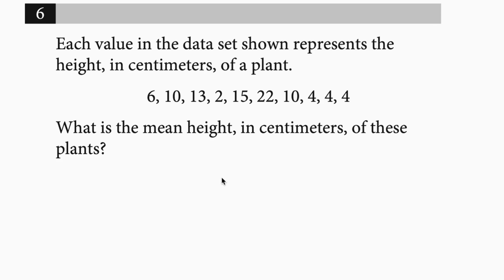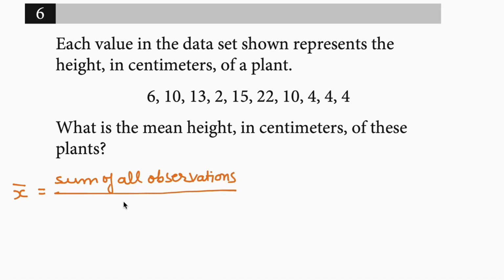In case of mean, we do not need to arrange them in ascending order, because mean, this is a symbol for mean, is actually equal to the sum of all the observations, right? Observations here are 6, 10, 13, 2 and so on. Sum of all the observations upon total number of observations. So let's see what the total number is. 1, 2, 3, 4, 5, 6, 7, 8, 9, 10. So 10 are the total observations.